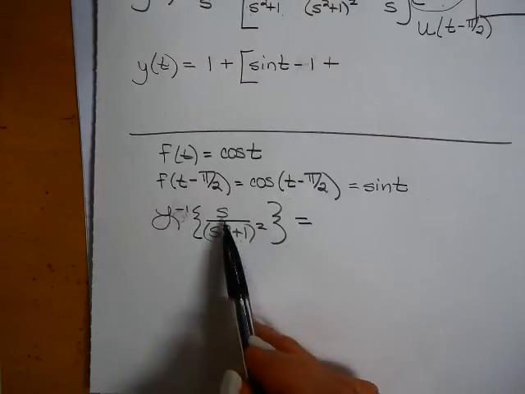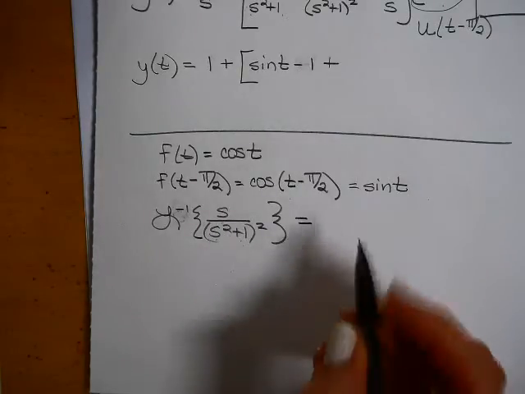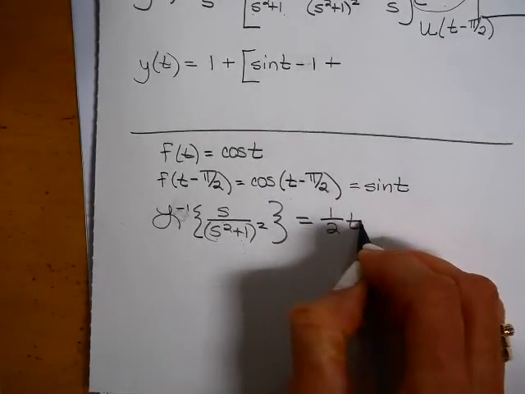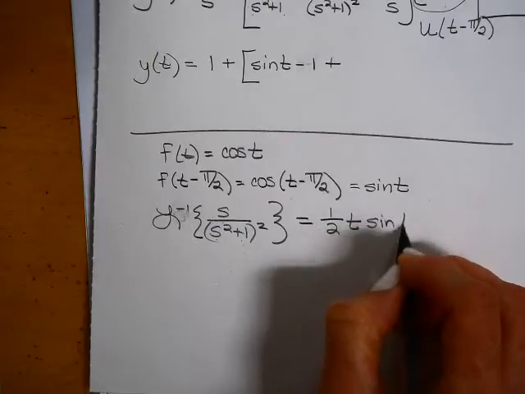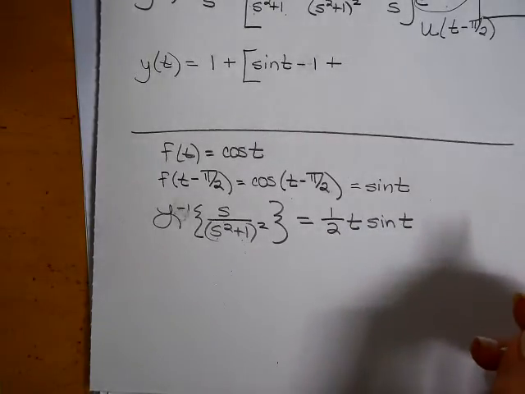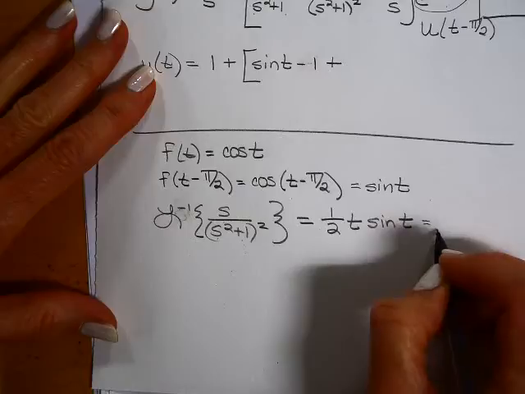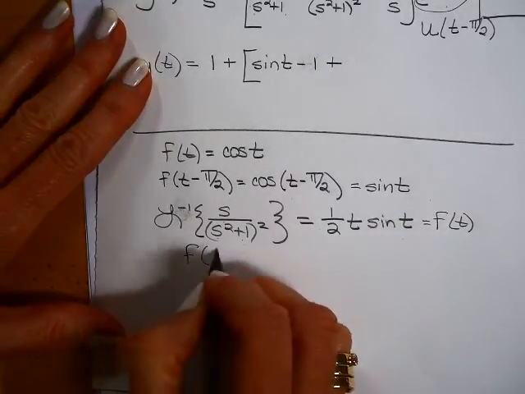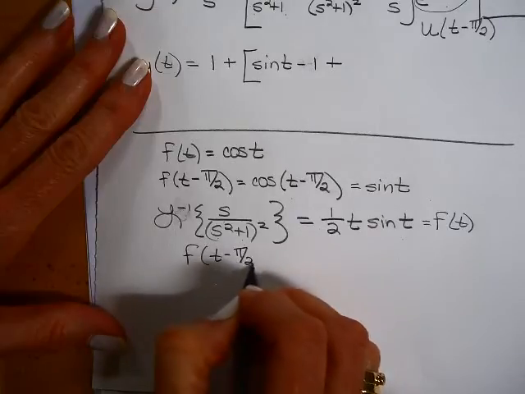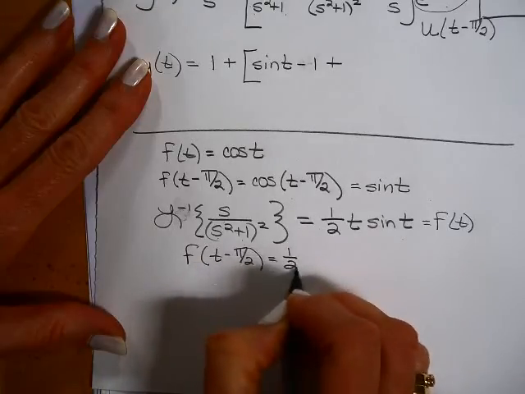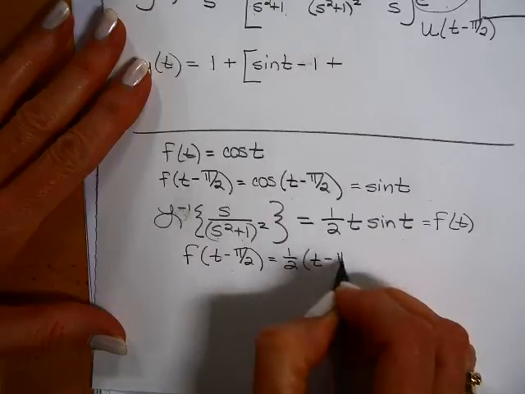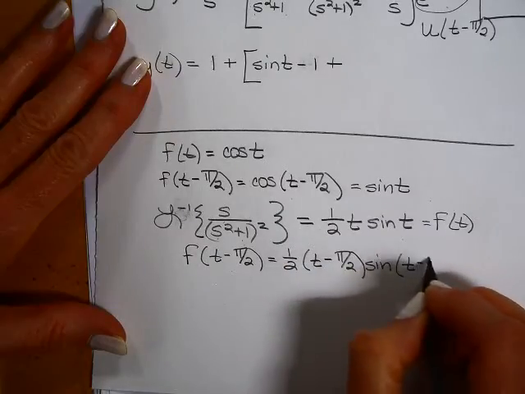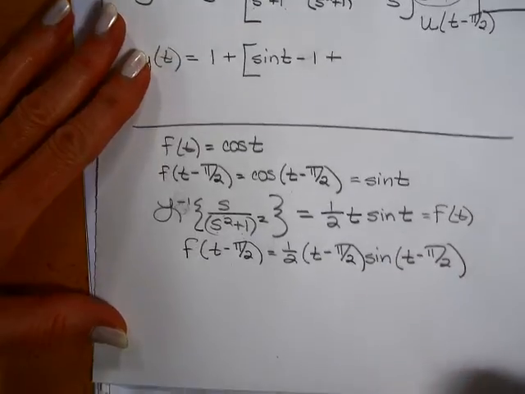All right, what am I missing from there? I'm missing the 2 from the top, right? So I'm going to have 1/2 t sine of t. But this is your f of t. You've got to shift this also, so I need f of t minus pi over 2. So that is 1/2 t minus pi over 2 times the sine of t minus pi over 2.